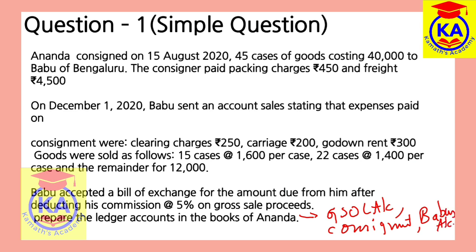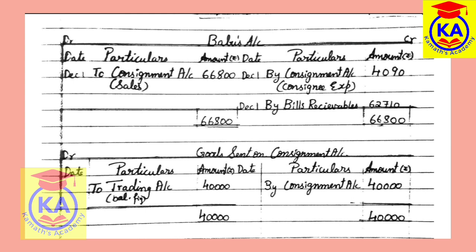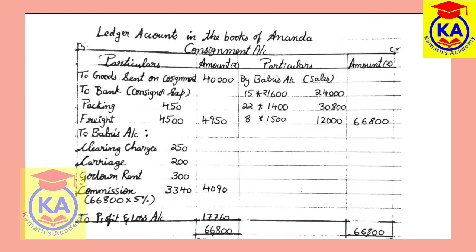So, 3 accounts you have to prepare. So, next we'll move with Babu's account. In Babu's account, write Babu's account here, debit, credit. If you want, you can mention date. If you mention date, it's good. Even in consignment, you have to mention date.